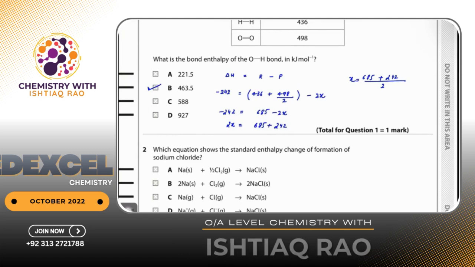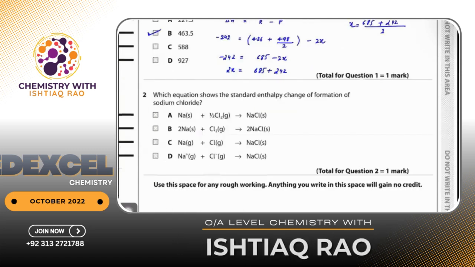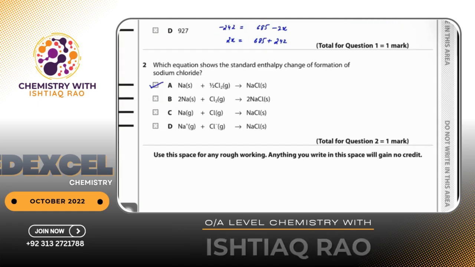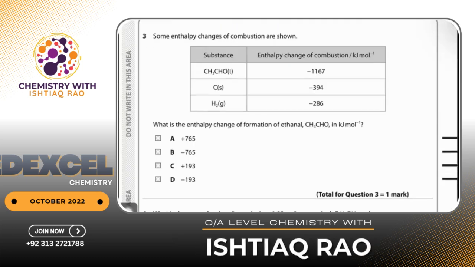Which equation shows the standard enthalpy change of formation of sodium chloride? Since formation is when 1 mole of a compound is formed from its elements in their standard states, B is incorrect because it has 2 moles. So I can say that A is correct. In the other options, C has taken sodium as a gas. It's wrong because we have to write down the standard states. It's enthalpy change of formation. Or some enthalpy changes of combustion are given.